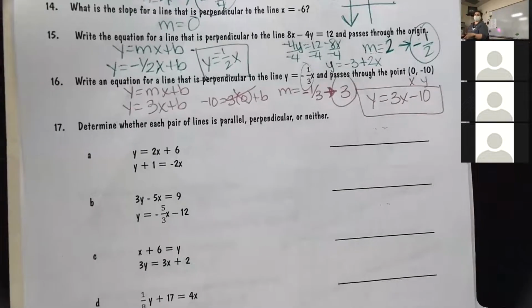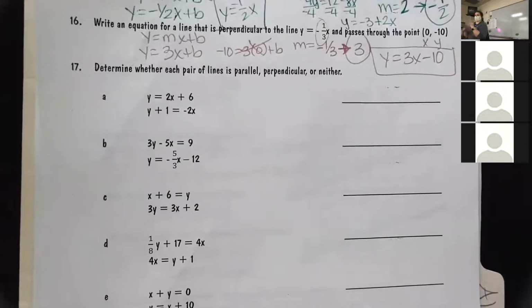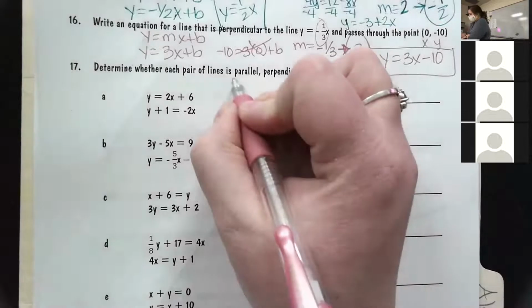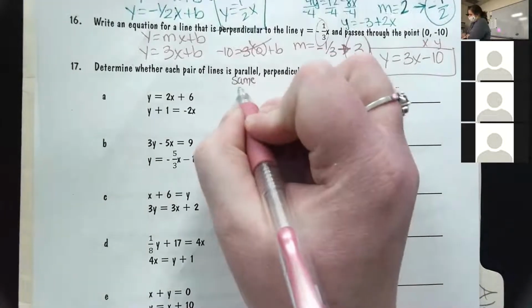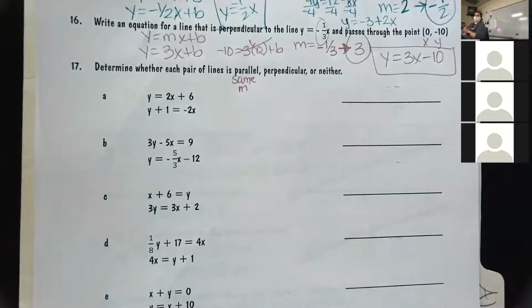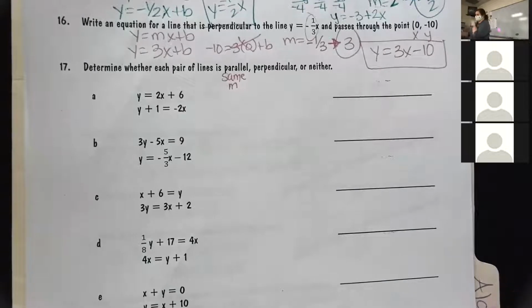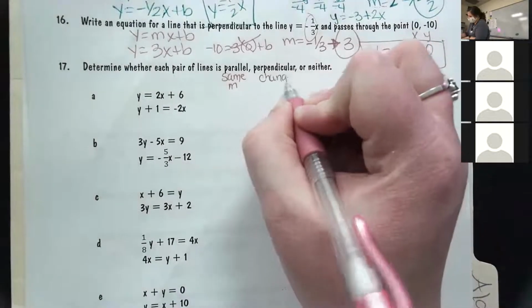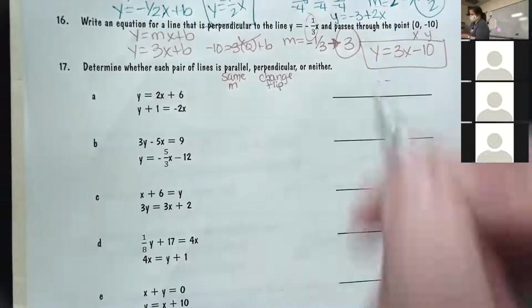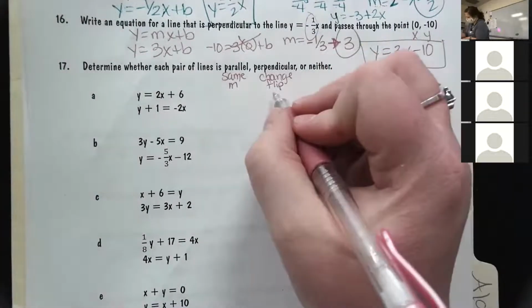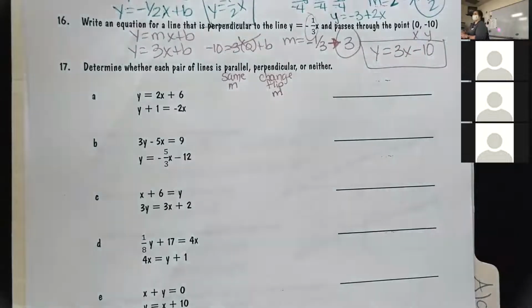17. Determine whether the pair of lines is parallel. If they're parallel, what's the same? Slope. So m. Same m. If they're perpendicular, what do you know? Opposite reciprocal, right? So change and flip, right? Change and flip which one? What letter? The m. So really all we care about is what? The slope. I really only care about the slope, right?